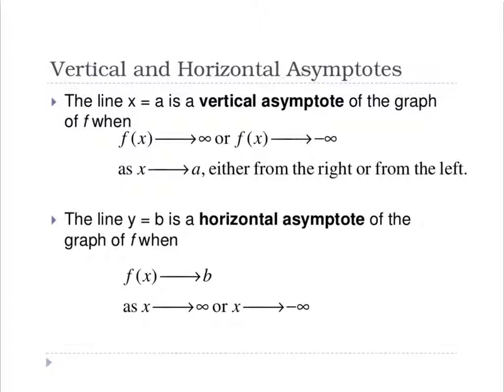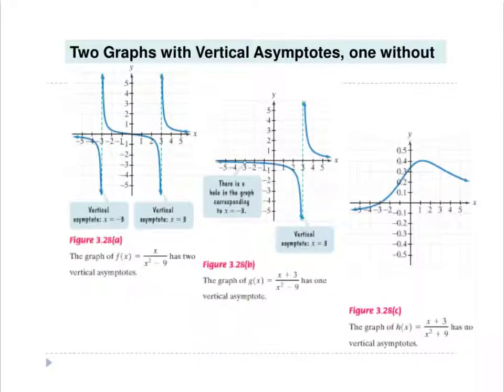Okay, so let's take a look over here at our vertical and horizontal asymptote. We have a vertical asymptote when we are approaching positive or negative infinity without bound, when I approach from both ends towards that point. Okay, and I have a horizontal asymptote when f of x is approaching b as x approaches positive or negative infinity, and I'm about to show you a couple of examples of that. So let's take a look at a couple examples of our vertical asymptotes.